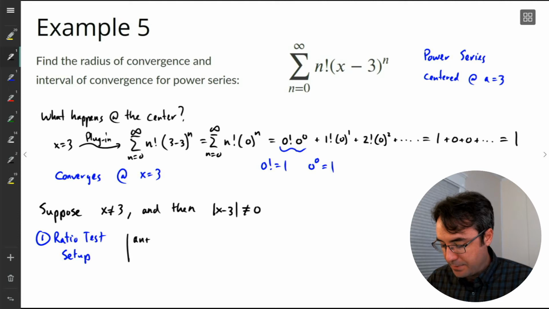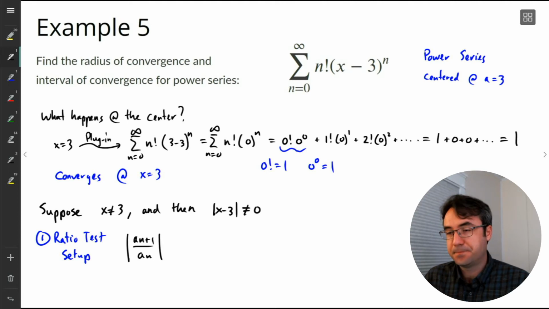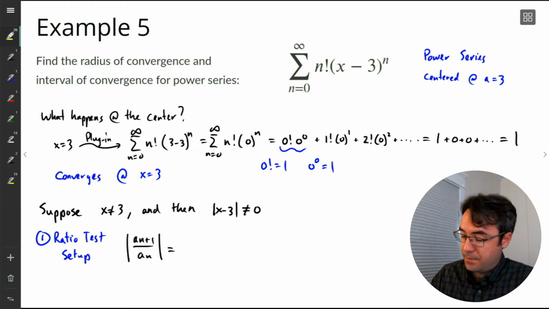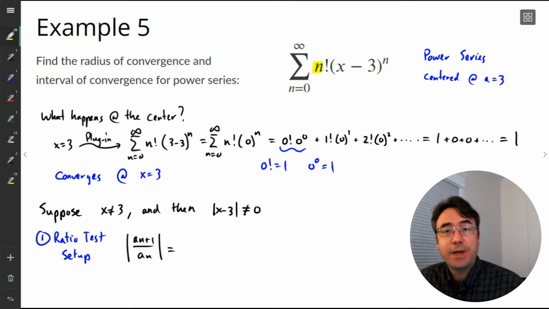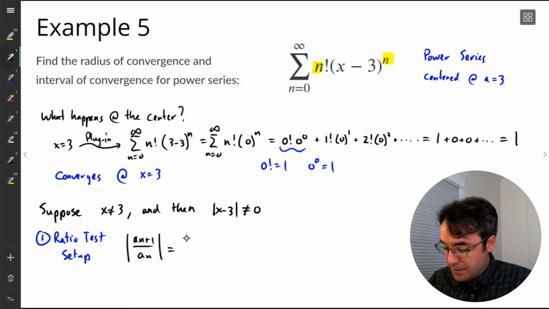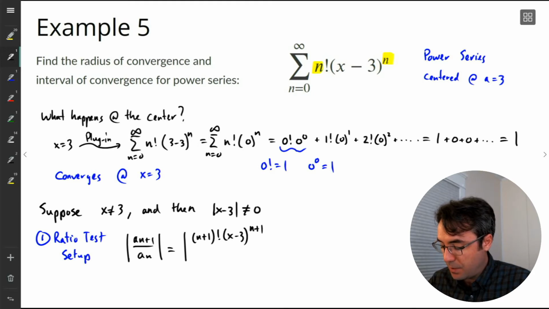So we're looking at a_{n+1} over a_n. Let's fill in what we have. We change the n factorial to an n plus 1 factorial when we write out a_{n+1}. Same thing with the exponent here, that'll be an n plus 1. So we end up with n plus 1 factorial times x minus 3 raised to the n plus 1, all over n factorial times x minus 3 raised to the n.